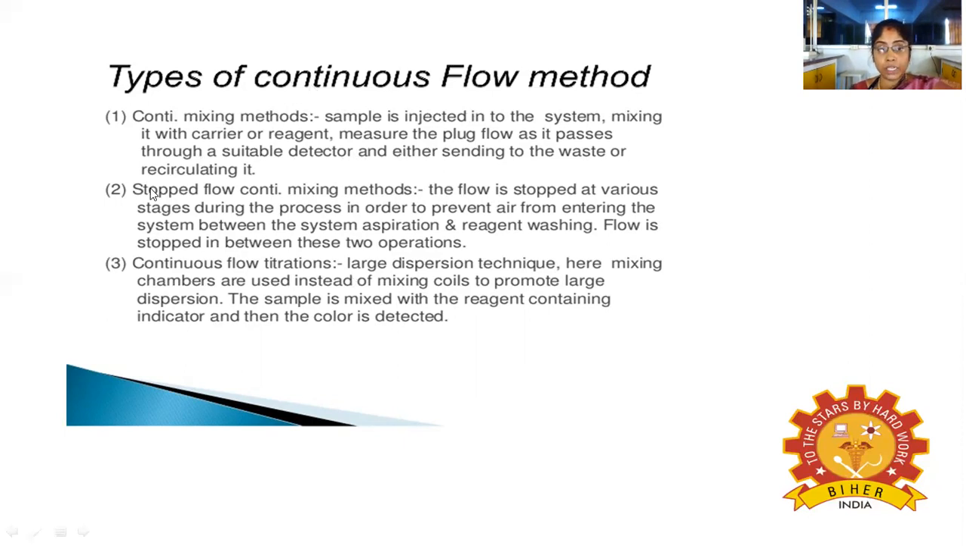The next method is the stopped flow continuous mixing method. Here it is used to prevent air from entering the system so that the system operates in a continuous manner, and in the case of reagent washing also, the flow is stopped between these two operations. When the reagent is washed out, which means once the waste has been drained off, the continuous flow should be stopped for a certain period of time so that the chemicals can be analyzed at the detector.